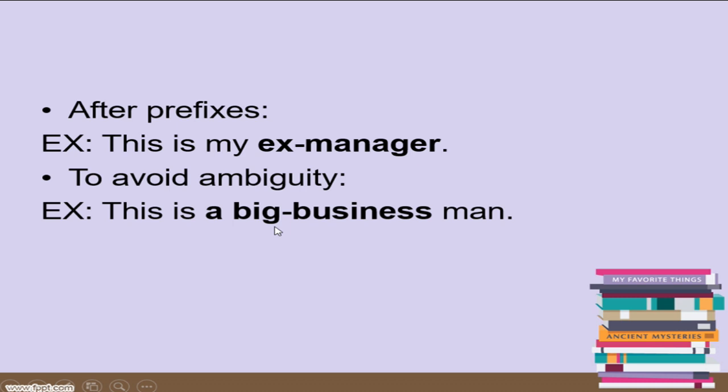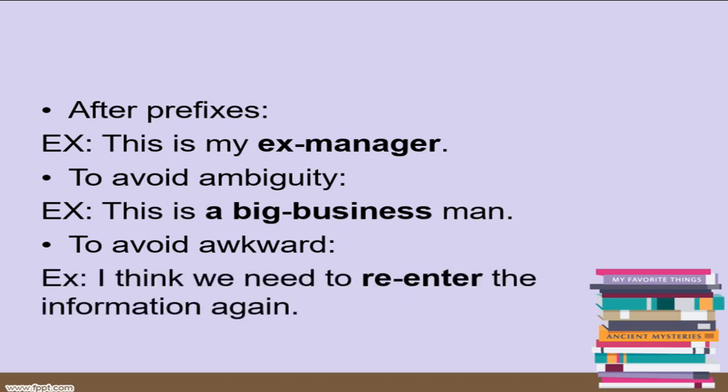To avoid awkwardness. What does awkward mean here? It means when we use a prefix, but the last letter in the prefix is a vowel, and the word after the prefix starts with the same vowel. Let's have an example. I think we need to re-enter. Re here is a prefix, it ends with vowel e, and enter starts with e. So to avoid awkwardness, where a prefix ends with a vowel and another word starts with the same vowel, in re-enter we need to use hyphen.